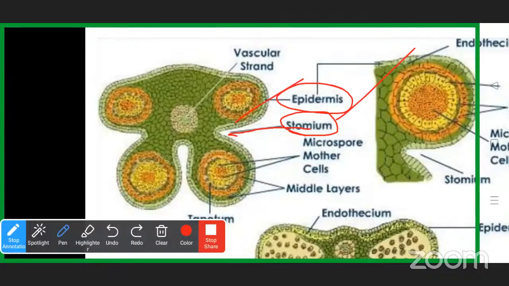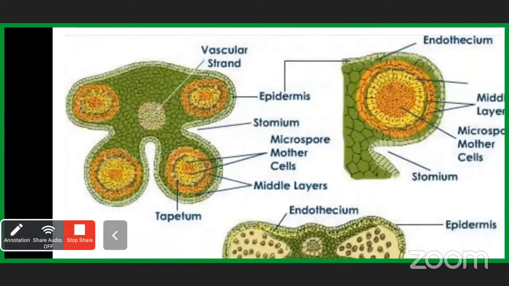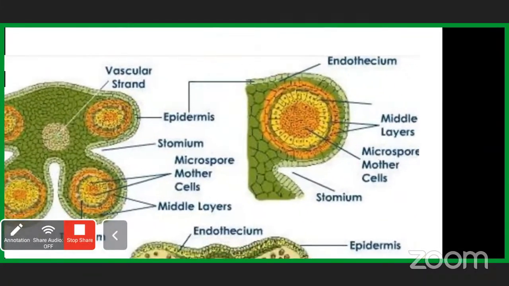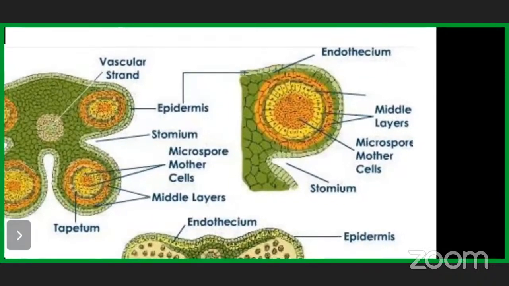Okay, and the next is the middle layers. You see the middle layers. And the innermost layer is the tapetum, the nutritious layer, and inside are the microspore mother cells. You see each sporangium, how it looks.